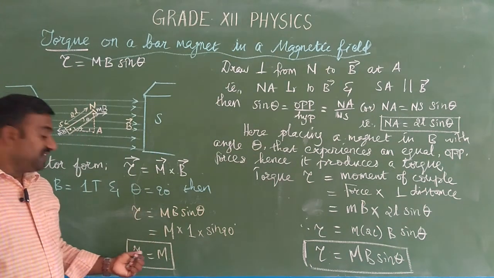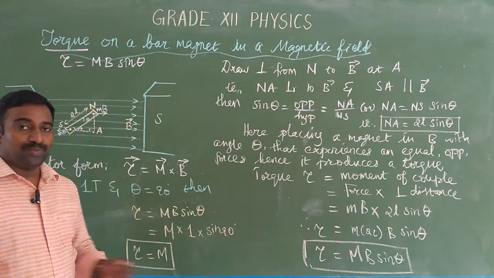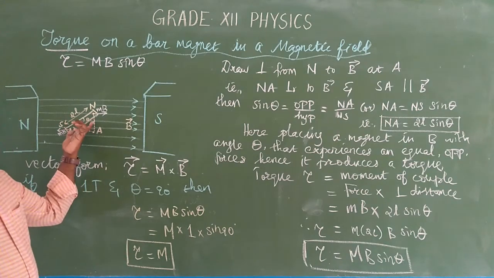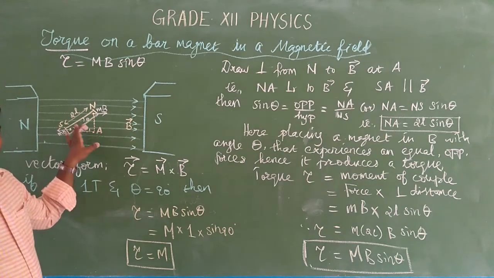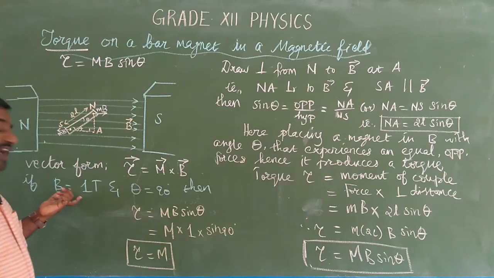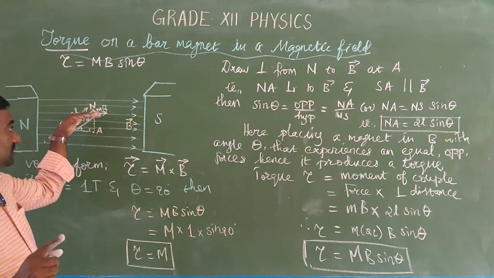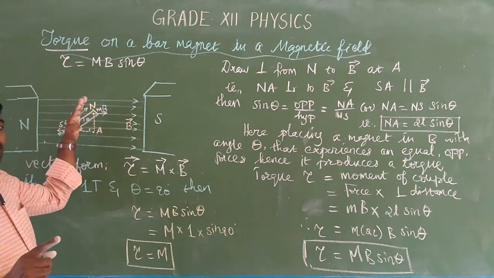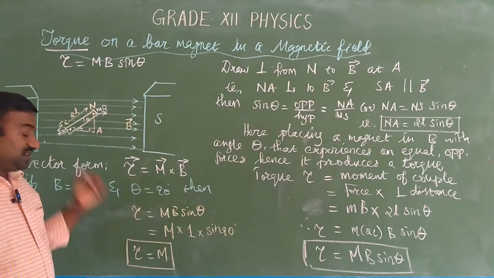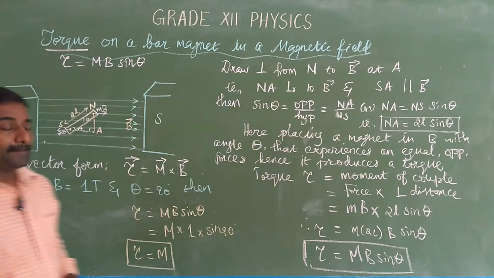Therefore, tau is equal to M. The question is: under which conditions does the torque of a bar magnet in a magnetic field become equal to the magnetic dipole moment? If the magnetic field in the region is 1 Tesla and the bar magnet is placed perpendicular to the direction of the magnetic field, then the torque of the bar magnet in an external field is equal to the magnetic dipole moment.